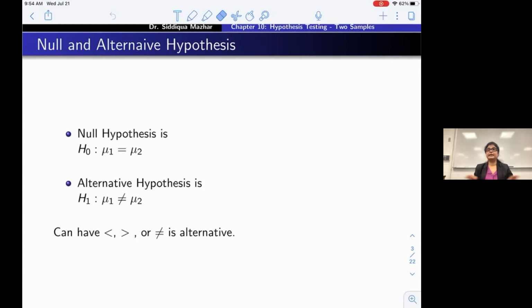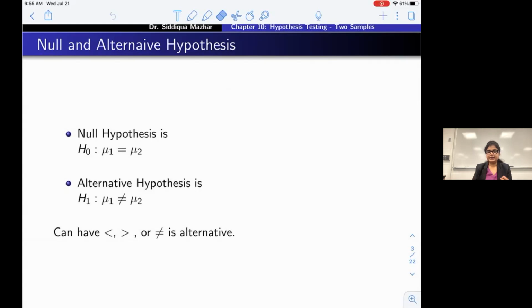I'm going to compare the averages of two groups. The alternative hypothesis is somewhat the opposite of the statement of the null hypothesis: that no, they are not equal to each other. So the population mean for one group is not equal to the population mean for the other group.